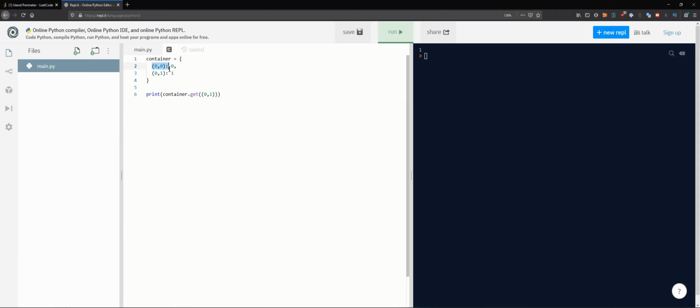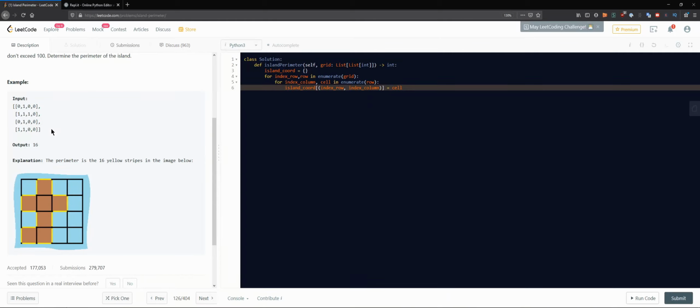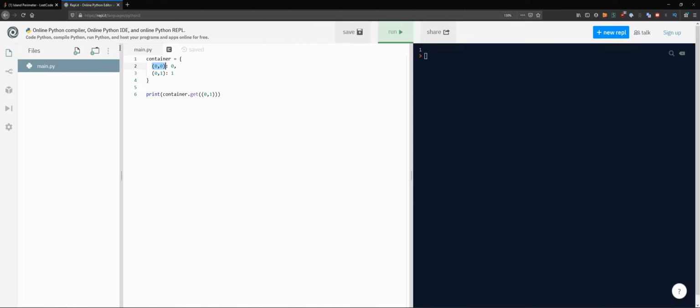Something like this. It will go over, for example, 0, 0. It will look, okay, it's a 0. It will go to 0, 1. Let's say this is 0, 1. It will see it's a 1. Okay, it will put a 1 here, and then later we can actually retrieve that data.